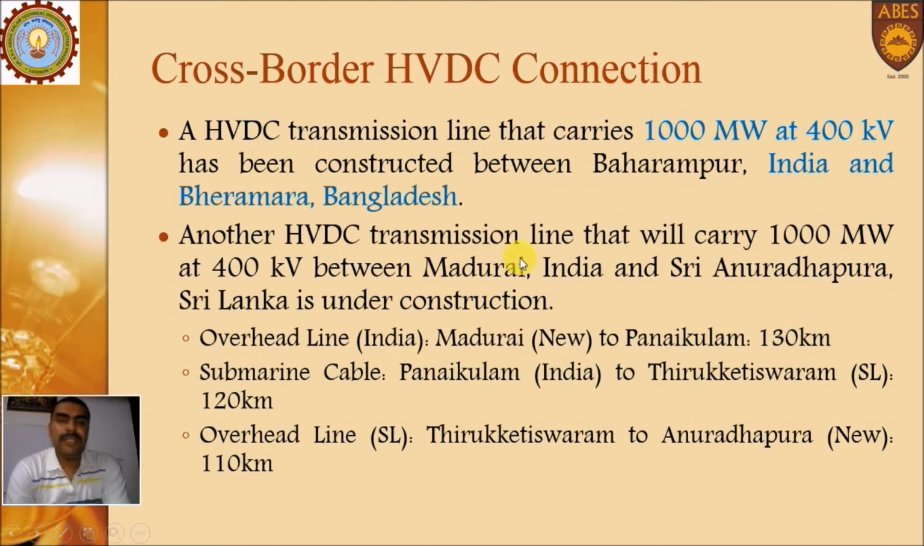And then another HVDC transmission line. This will also carry 1000 megawatt at 400 kV. It is being installed between India and Sri Lanka. This is a combination of overhead line and submarine cable. The overhead line is between Madurai and Pannikulam, around 130 kilometer. Then the submarine cable will be around 120 kilometer, and then again an overhead line of 110 kilometer. So these two are the cross-border HVDC installations.